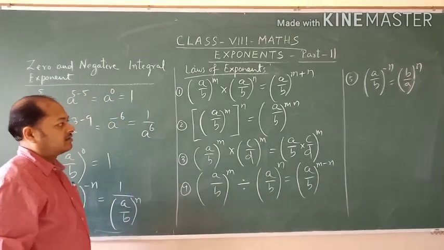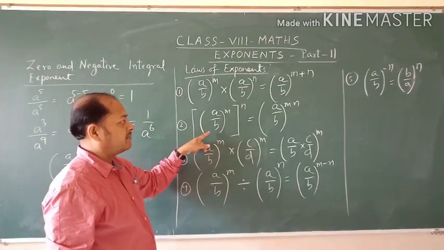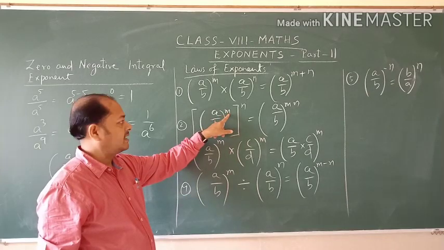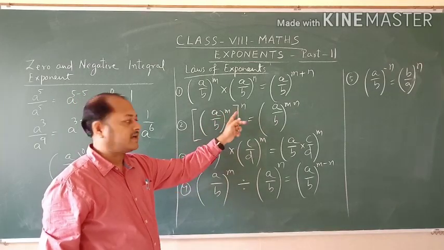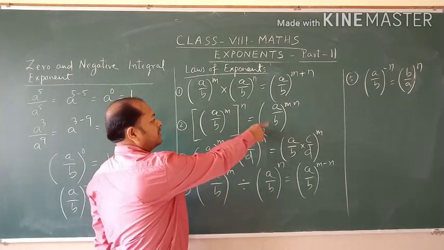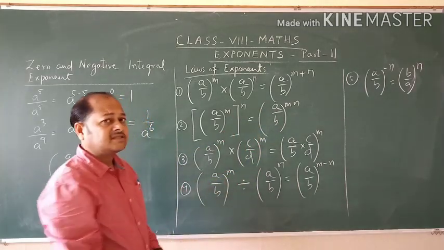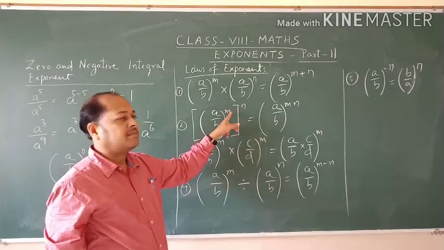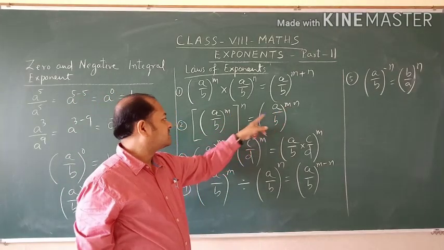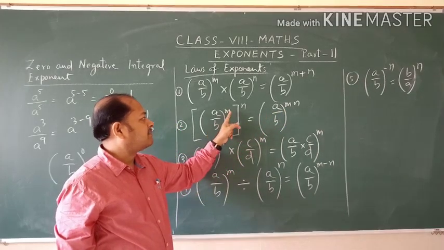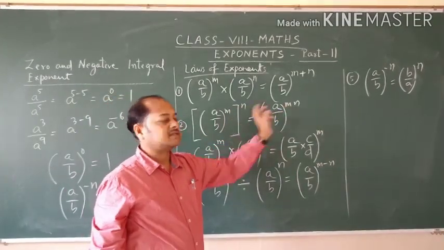Come to the second law. If the base is a upon b, and the power m is there, again the exponent will have another exponent n. Exponent of exponent. We can write it like this: a upon b to the power mn. So we see here that the powers are multiplied. So m into n we can write as mn. The base is the same, a upon b, and the powers will be multiplied. m into n is the power.